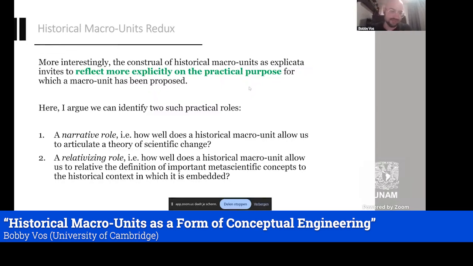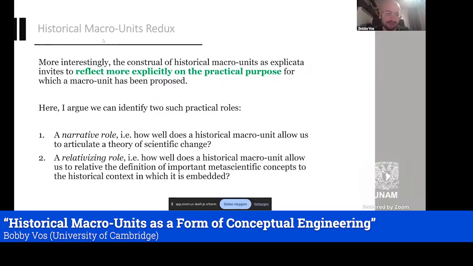The first of these is the famous one, the role for which these macro units, as we've seen, had been originally developed. So there's the narrative role. I'm not very attached to these labels, by the way. I just chose them because they seem to convey most easily what is going on. So a narrative role: how well does a historical macro unit allow us to articulate a theory of scientific change?